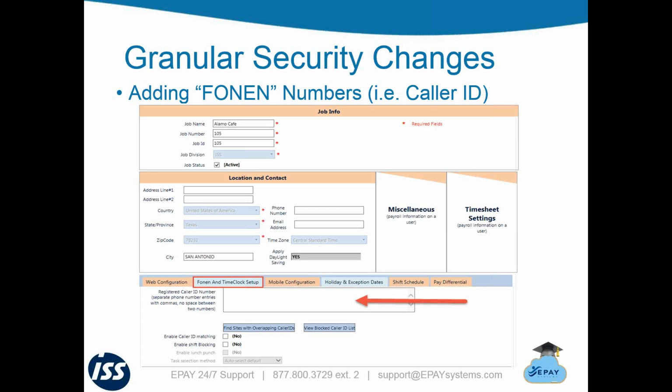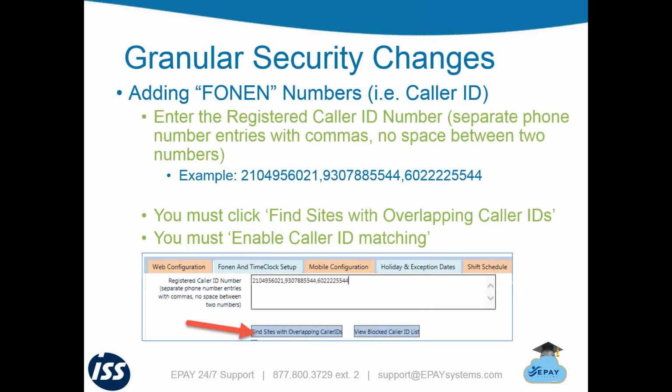So one of the things about adding phone numbers to this box: we want to make sure that all entered registered caller ID numbers are separated with commas. So no spaces between the numbers, and no digits or anything else other than the 10 digits of the phone number. So no dashes, no nothing else. It's like the example here. So if I have 3 different numbers at this job, I can go in there and put my numbers set up just exactly like that: 10 digits, comma, 10 digits, comma, 10 digits, and so forth.